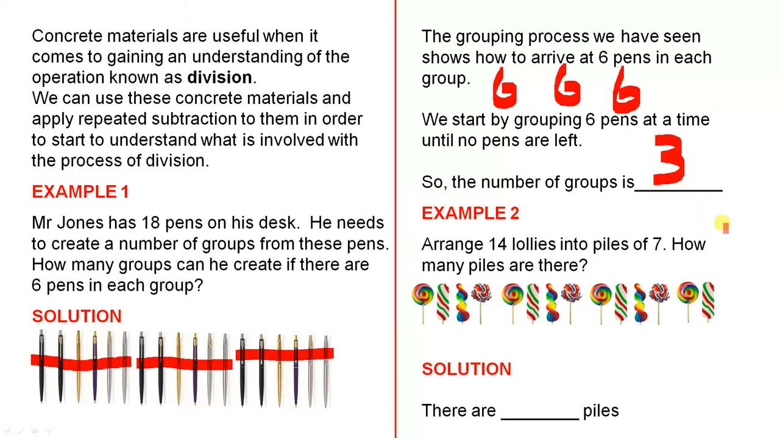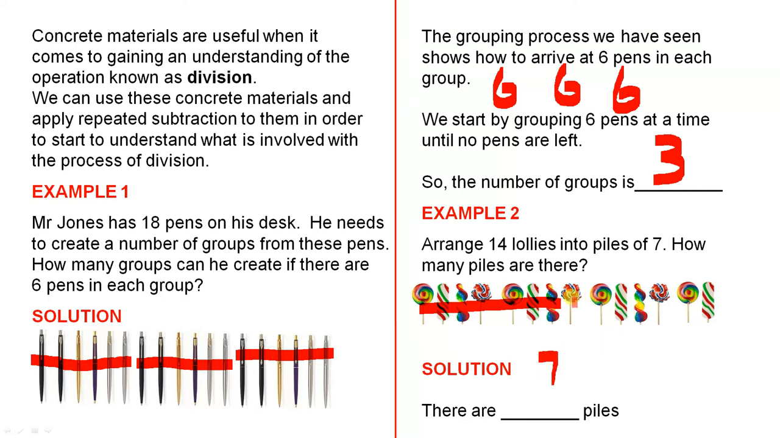Example 2. Arrange 14 lollies into piles of 7. How many piles are there? So we need piles of 7. So we've got 1, 2, 3, 4, 5, 6, 7. So we just take those away. Okay? So there's one pile of 7 that we took away.